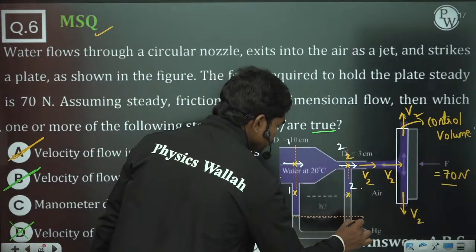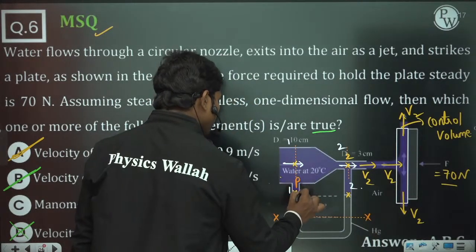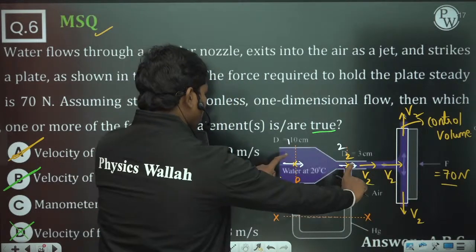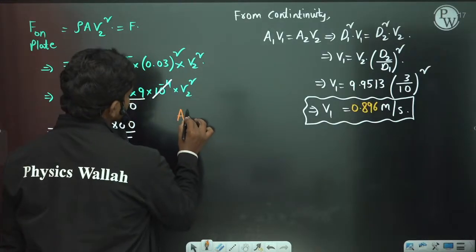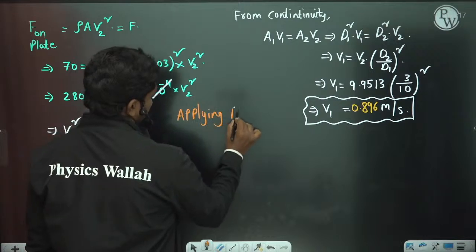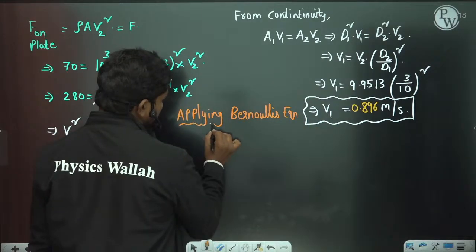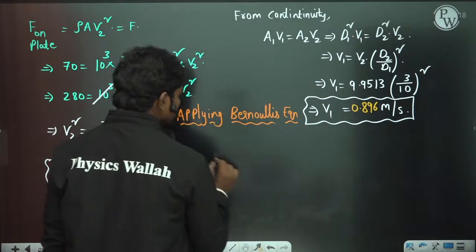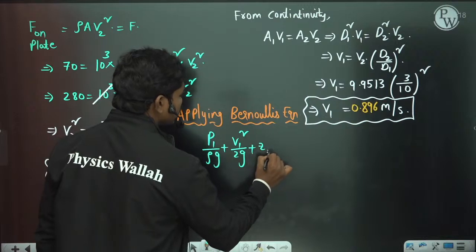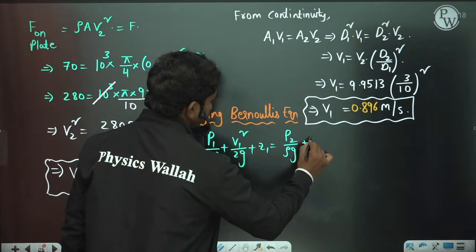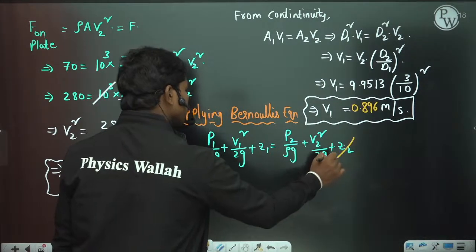Let us take the datum here, xx for example, then the pressure here is P1 and the pressure here is P2. This fluid is common on both the limbs, so it gets cancelled out. Applying Bernoulli's equation: P1 by rho g plus V1 square by 2g plus Z1 is equal to P2 by rho g plus V2 square by 2g plus Z2. Now the pipe is horizontal, so assuming frictionless flow, the datum heads get cancelled.